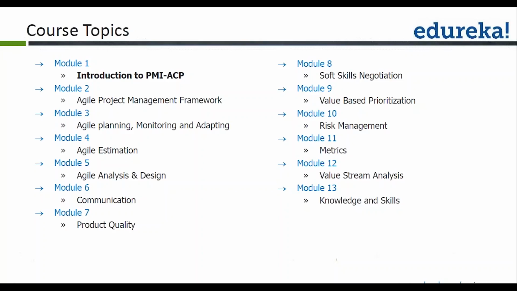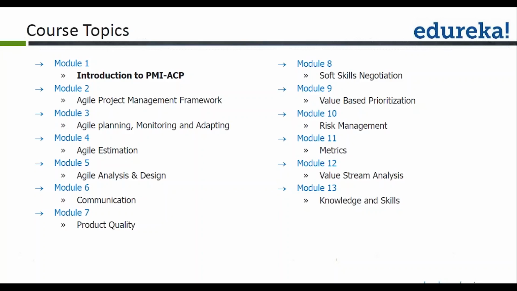And module 11 is about key metrics in an agile project, or key measurement aspects in an agile project. Some of the metrics which we'll be studying include the burn down chart, velocity, burn up chart, release burn down chart, etc.